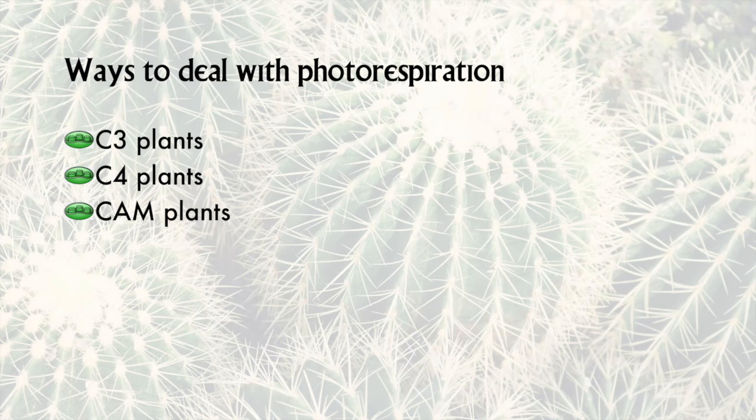This condition of photorespiration just happening was the default for a very, very long time, until flowering plants came along and devised a couple of different strategies for coping with photorespiration. There are three ways to deal as a plant. You can be a C3 plant, or a C4 plant, or a CAM plant.